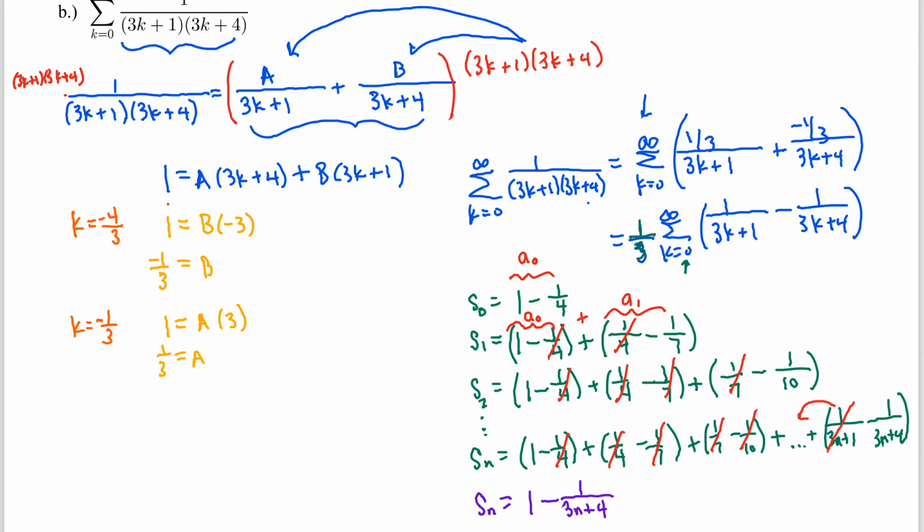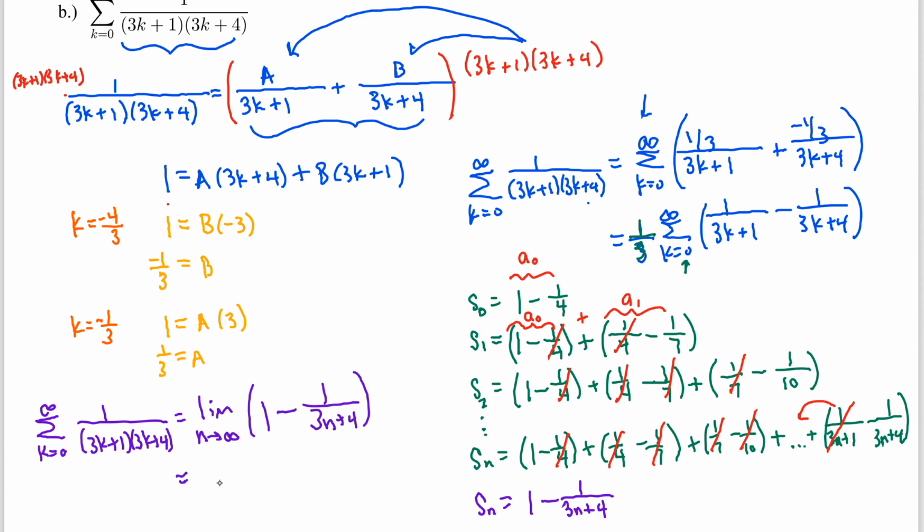Our conclusion then is that the sum from k equals 0 to infinity, this is our original series, is equal to the limit of the sequence of partial sums. We now have an explicit formula for the sequence of partial sums, and again, this limit turns out to be 1. So the infinite sum of this telescoping series is 1.